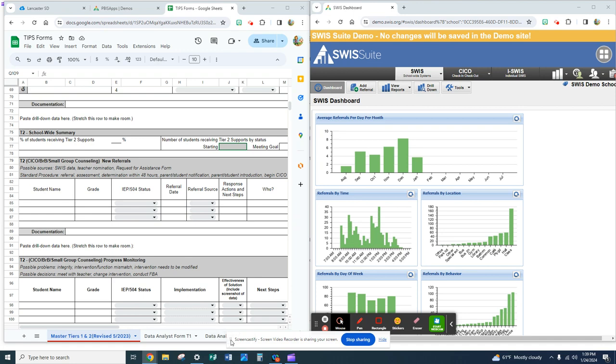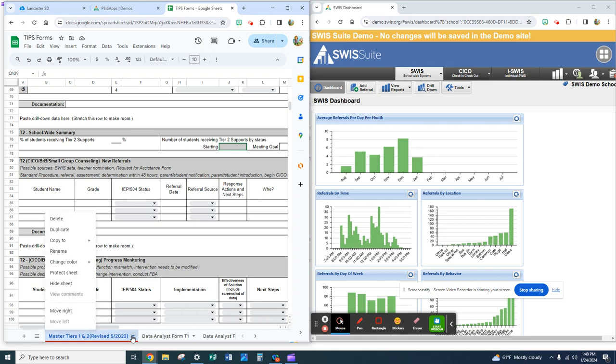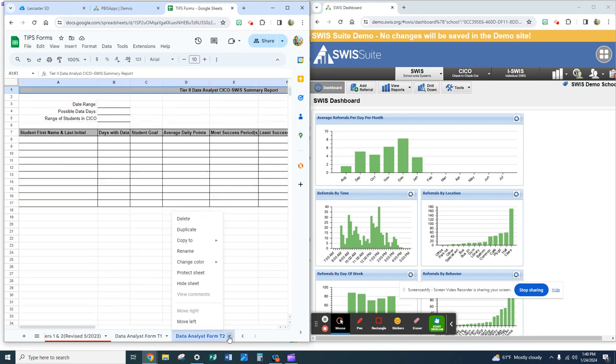You also have your data analyst form. You have your Tier 1 data analyst form, which you're familiar with, but then you also have a Tier 2 data analyst form. So for your meeting form, you're going to duplicate like you normally do and give it whatever name you give it. I'm just going to leave it like this. And then your Tier 2 data analyst form, you're going to duplicate that and give it whatever name, like this month, January, Tier 2, data analyst. You can do your own naming convention.